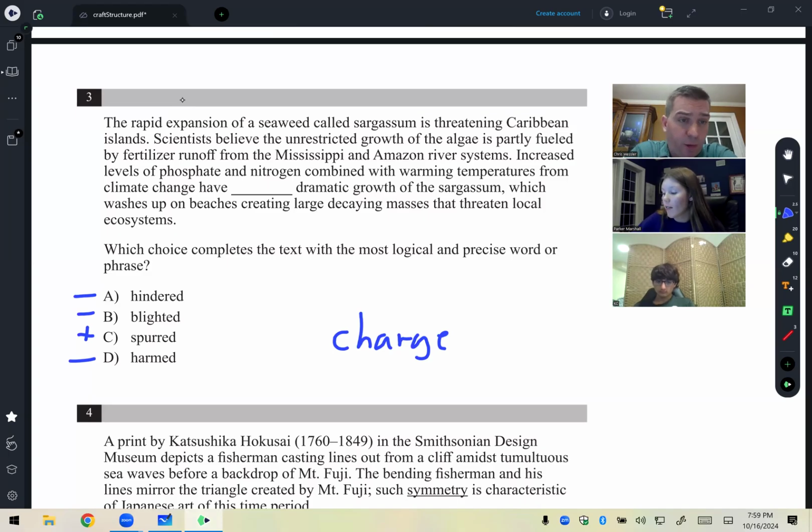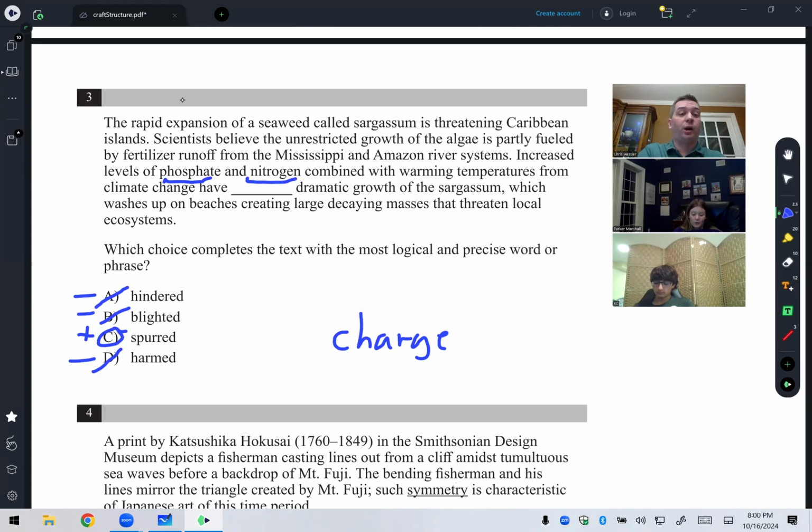All right, let's read a wrong answer in though. Let's see how it works. Let's try hindered. Increased levels of phosphate and nitrogen combined with warming temperatures from climate change have hindered dramatic growth. Makes no sense. Blighted dramatic growth, that would make no sense. Harmed dramatic growth, we know the opposite is the case. We know that essentially these are fertilizers. They spur dramatic growth of the sargassum, which is a bad thing.